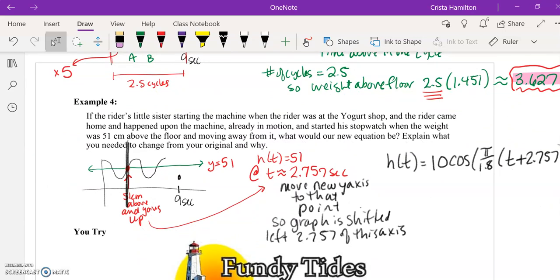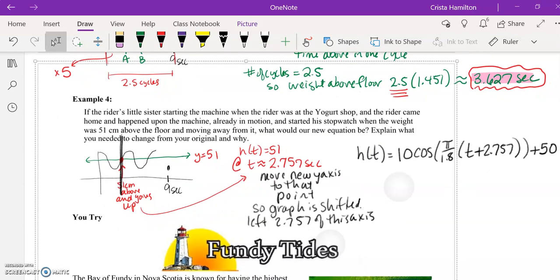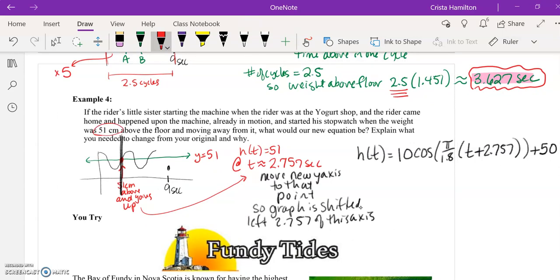All right, and then I went ahead and did example 4, because that's a continuation of this, in that I wanted to find the equation if he started his stopwatch when the weight was 51 centimeters above the floor and moving away from it, which means moving up. So I moved my y-axis over to this point, and again, I changed my y2 to be 51, and I calculated this intersection point where you were at that intersection and going up from it so that you were going away. That's the 2.757 that I have.